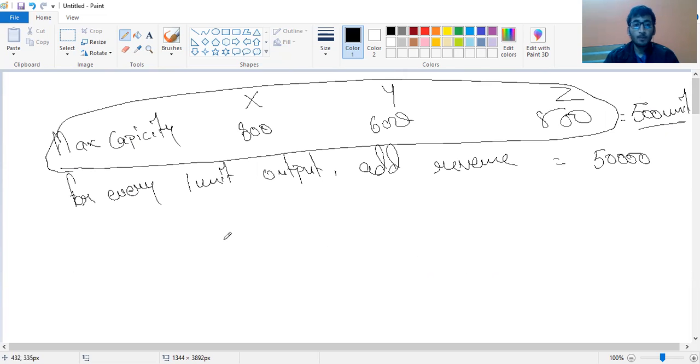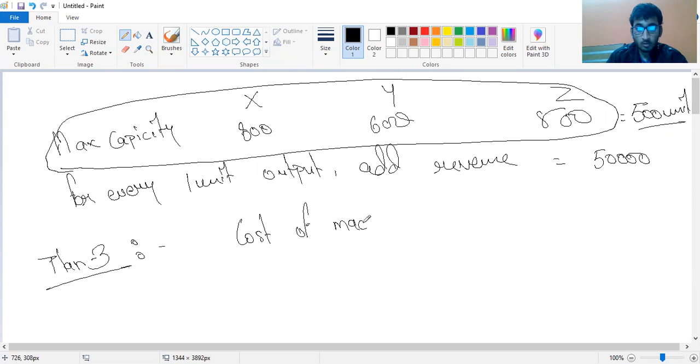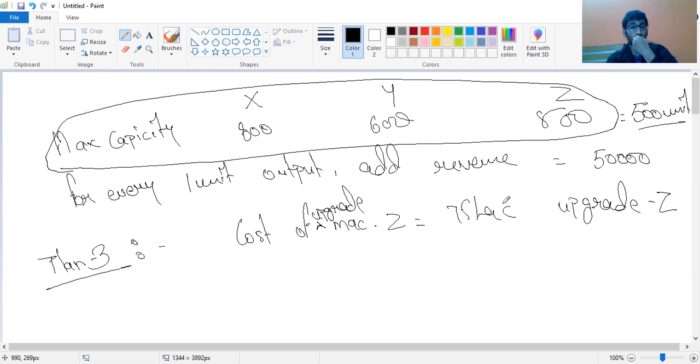Okay, now suppose we firstly adopt plan 3. What is plan 3? Plan 3 is that cost of machine 75 lakh, which will upgrade machinery Z. Basically, it's the cost to upgrade machine Z, which is 75 lakh.